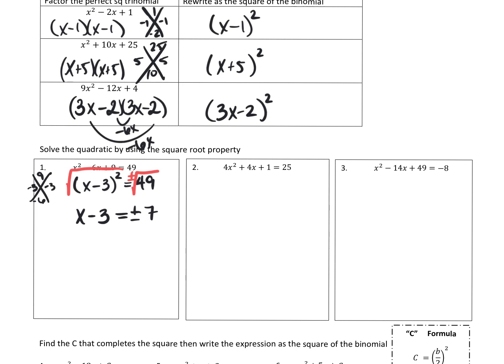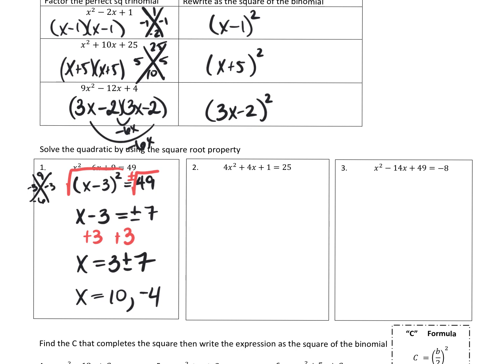Now what? I can add my 3, right? And x is equal to 3 plus or minus 7. It doesn't become plus or minus 10 because it's 3 plus 7 and 3 minus 7, right? I don't like to write two equations. That's too much extra writing, right? I'm going to put the 3 in front of my plus or minus, and then I'm going to do 3 plus 7 is 10, and 3 minus 7, negative 4. Those are my two answers.